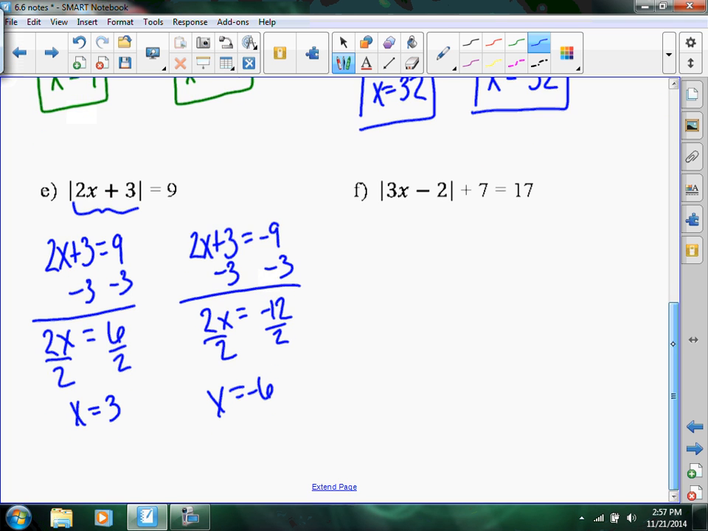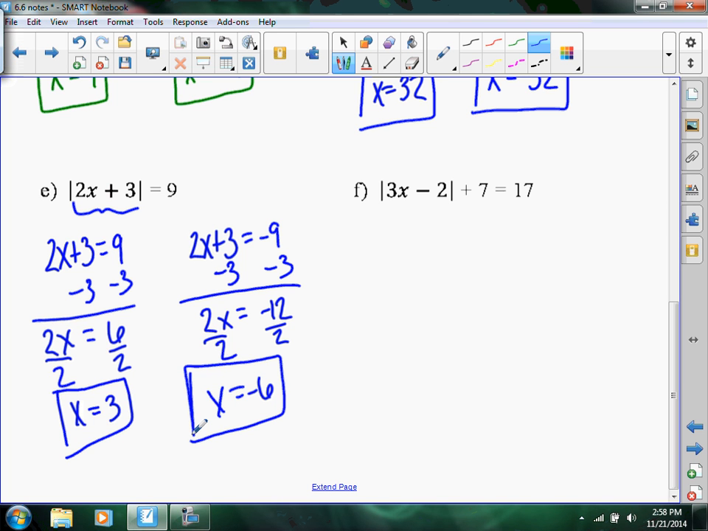Now again, I'm going to check these answers first before I just walk away from my problem. 2 times 3 is 6, plus 3 is 9, and the absolute value of 9 is 9. Okay, so that's a solution. And then -6 times 2, that's a -12, plus 3 is... Okay, so again, if we double check this one, -6 times 2, that's a -12. Oh wait, plus 3 is a -9, and then the absolute value of -9 is 9. Okay, all right, good. So that one does check out.